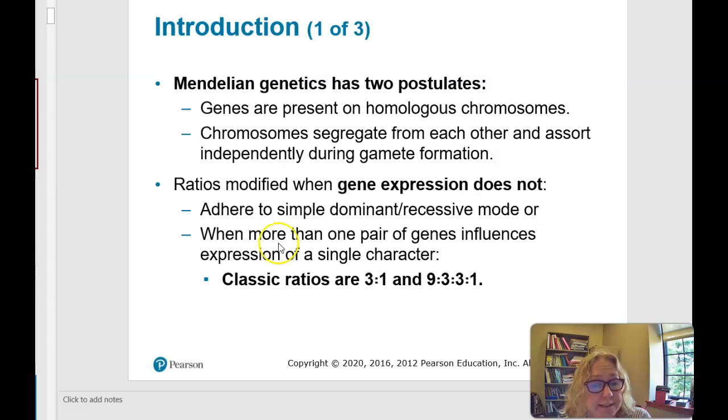Hello, genetics friends. Let's talk about Mendelian ratios and exceptions to genetic Mendelian ratios.